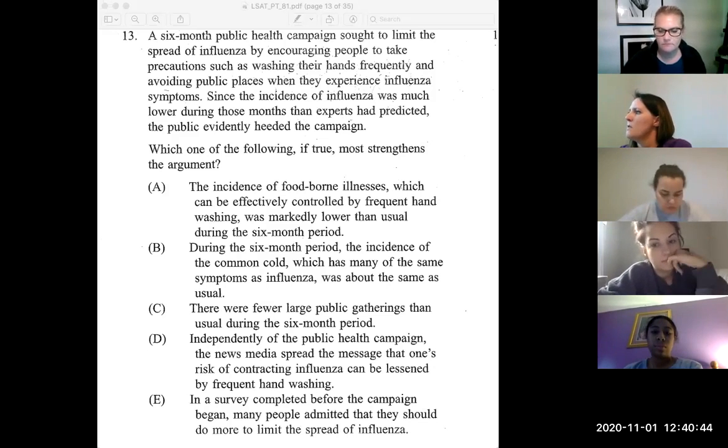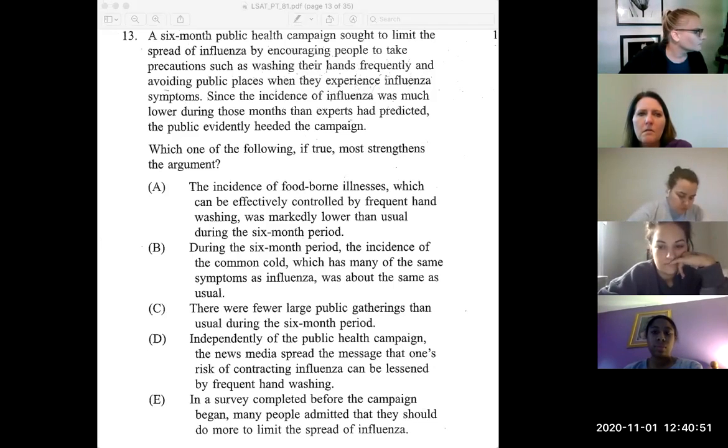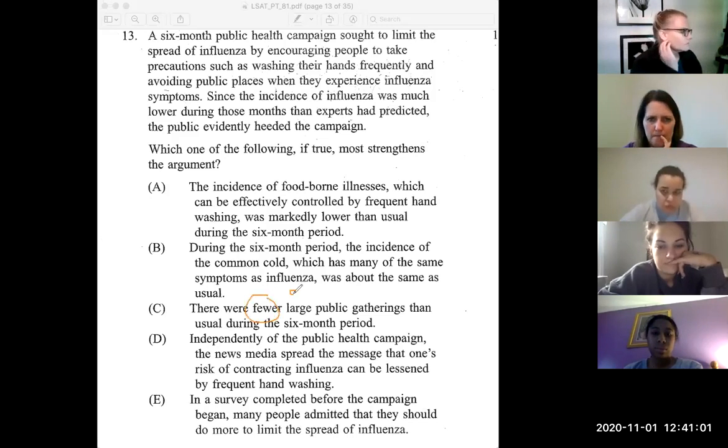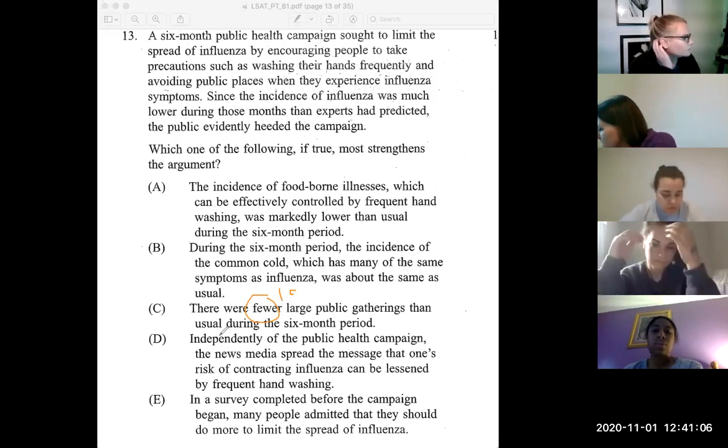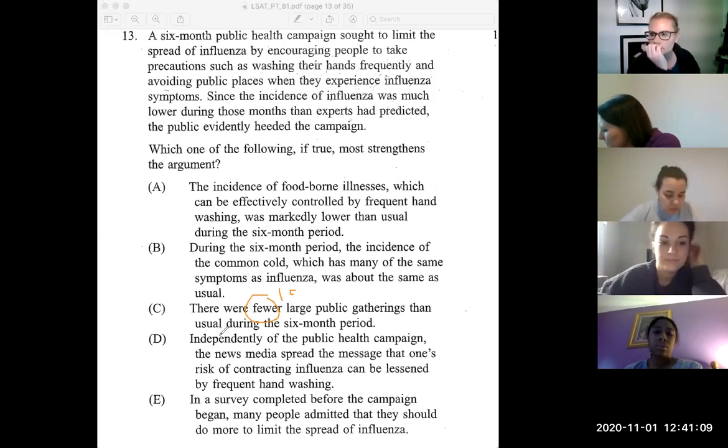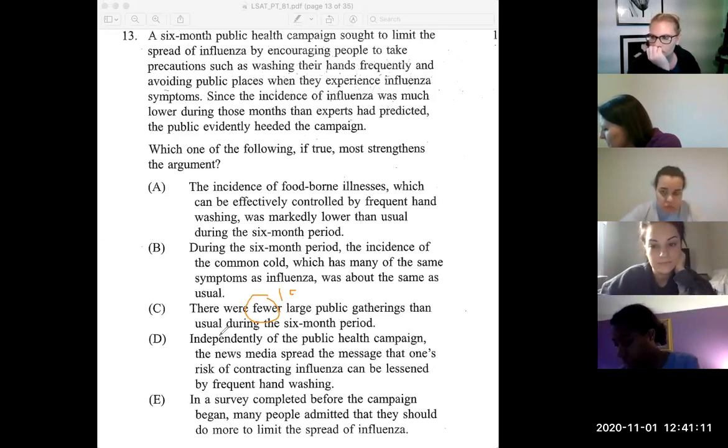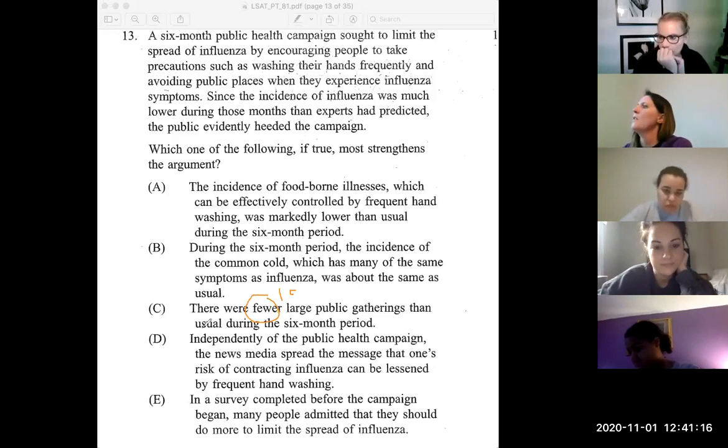C, there were fewer large public gatherings than usual during the 6-month period. If I would read this one first before the correct answer, I would leave C open. I would have been like, I don't love it, but I could say it. But ultimately, I would end up not choosing this one because there could be one fewer. It's not saying there's significantly fewer. It's saying that there's one. So maybe last year we had Beyonce and this year we don't have Beyonce. She only comes to New York every 2 years. So that would just be a word strength.